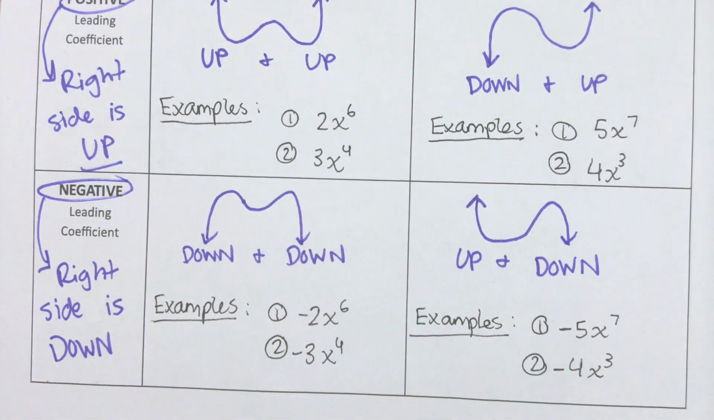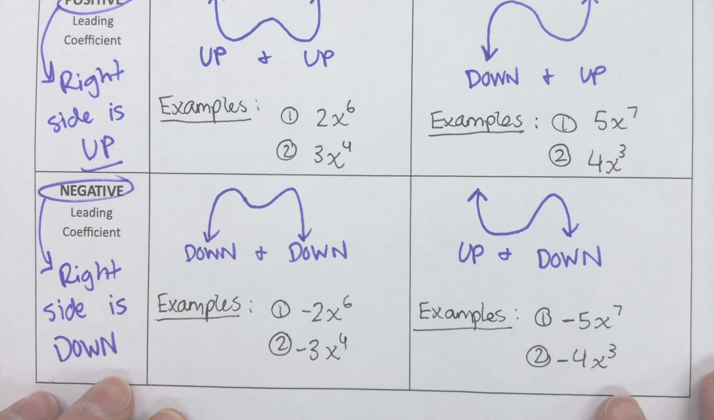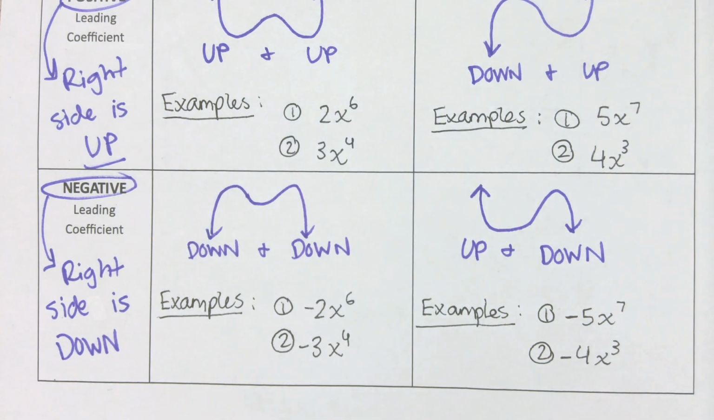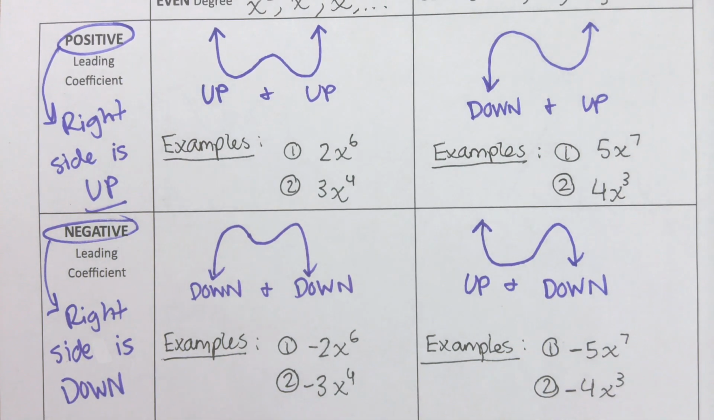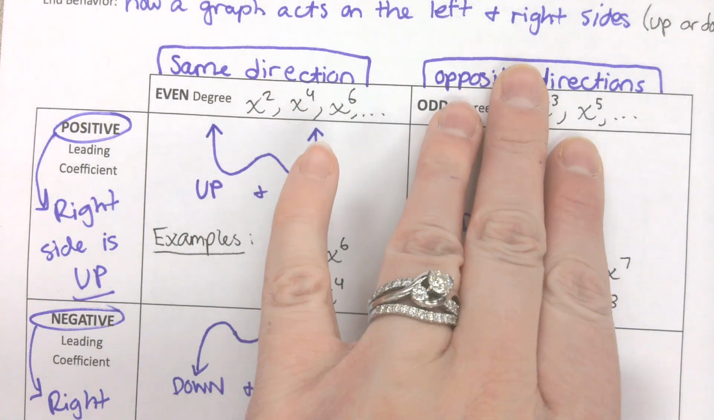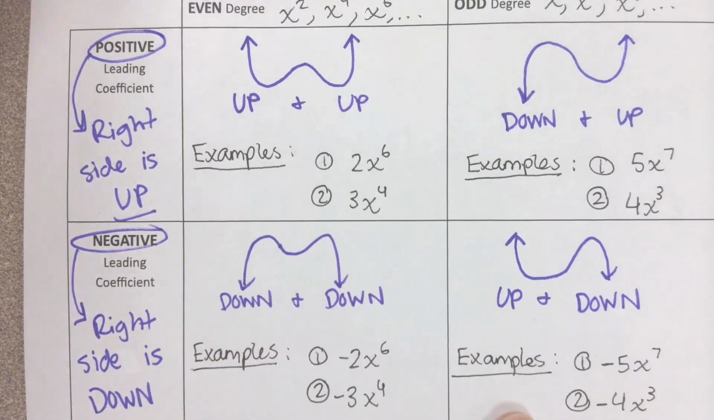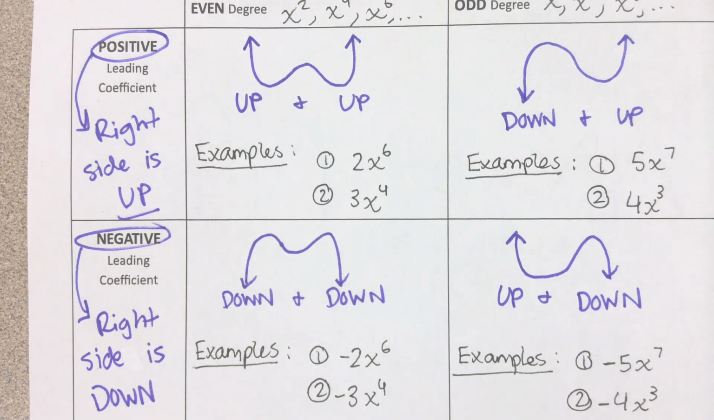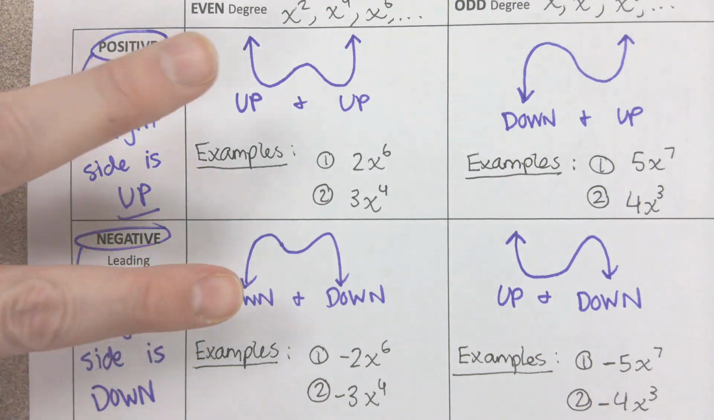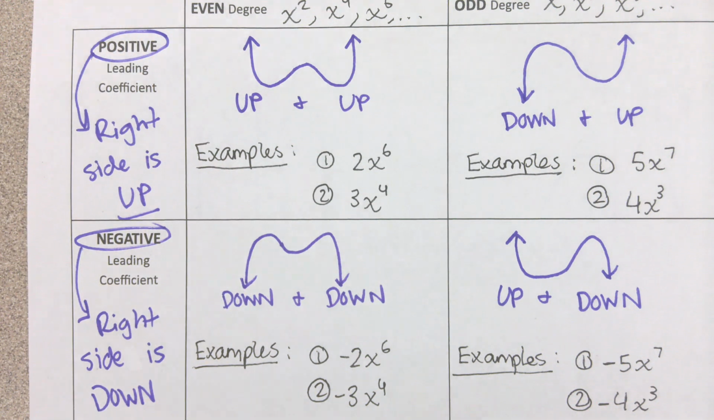And we only look at the right side to determine that, not the left side. The left side will have us figure out even or odd, but the right side specifically tells us positive or negative. If you remember the patterns I just showed you, same direction, opposite direction for even versus odd, right side up for positive, right side down for negative. If you remember those two patterns, you will remember this table without having to straight up memorize these pictures necessarily.